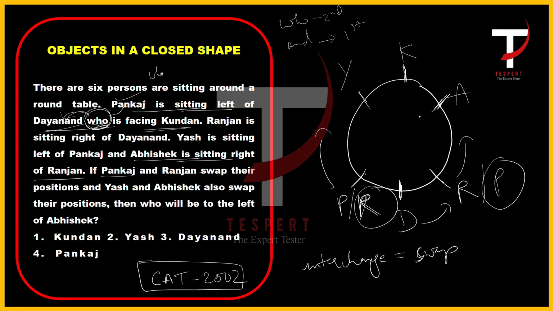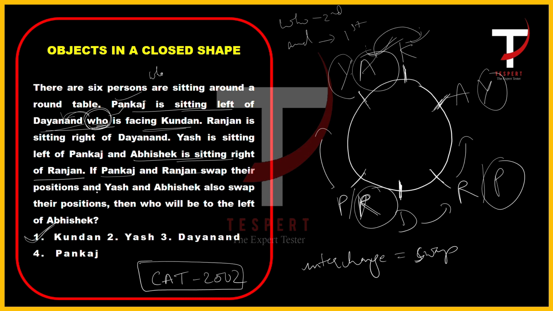Okay, here Ranjan comes here, and Yash and Abhishek. So instead of Yash, Abhishek comes here, and instead of Abhishek, Yash comes here. Okay, then who will be to the left of Abhishek? In the new arrangement, Abhishek is there. Who is to the left of Abhishek? So Kundan is left of Abhishek. So the answer is 1. The answer is Kundan, right?